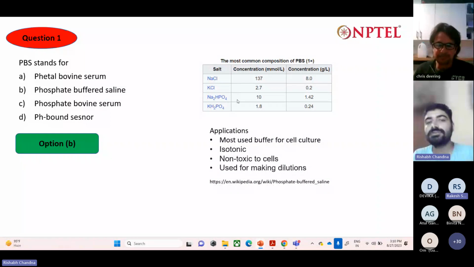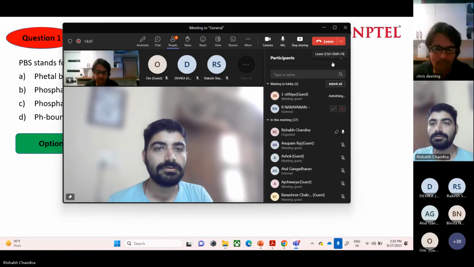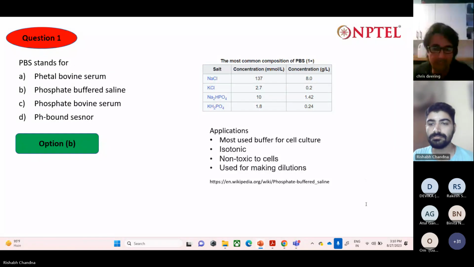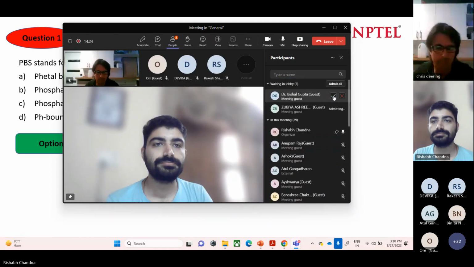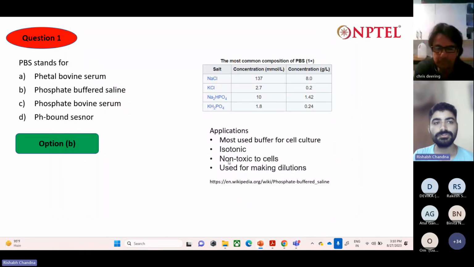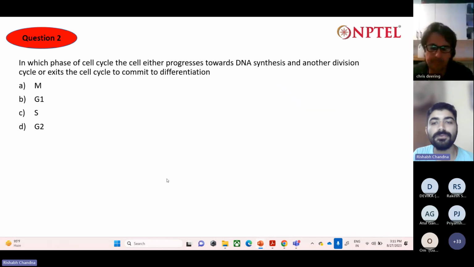So these hydrogen phosphates of sodium and potassium help in the buffering capacity of PBS. And secondly, it is non-toxic to the cells. These are the main applications of PBS in cell culture. Although it's not a major component, it is one of the important components involved in cell culture. Does anybody have any doubt in this question? If not, we are moving on to the next question.